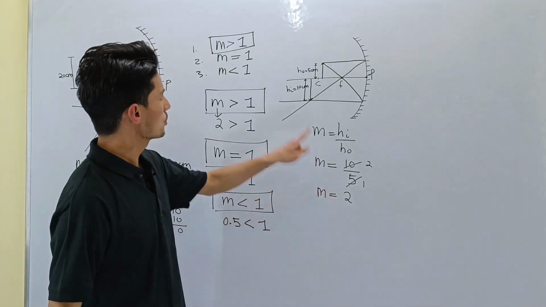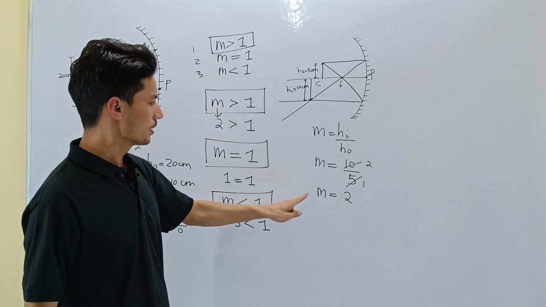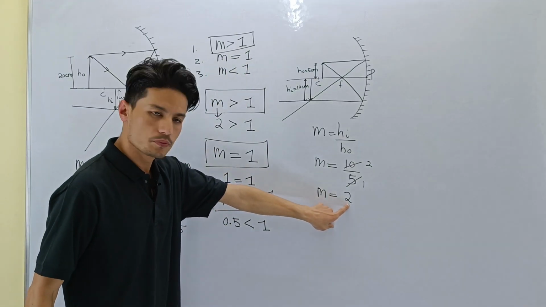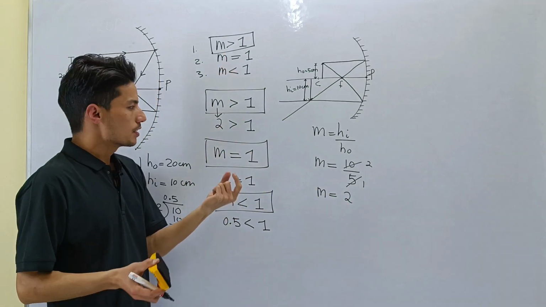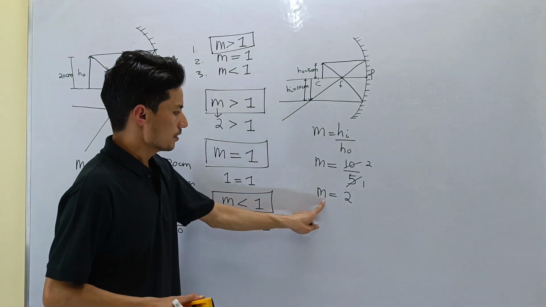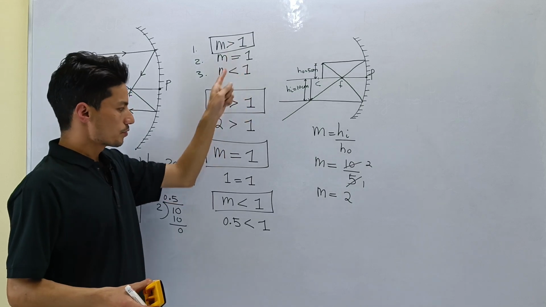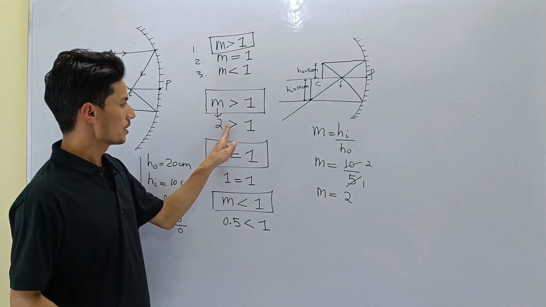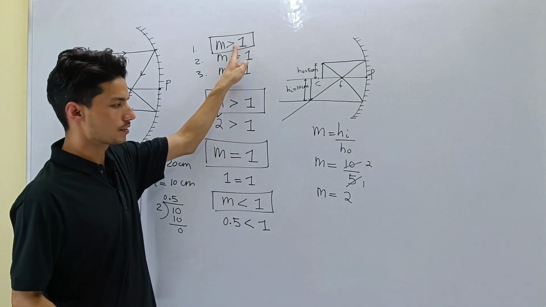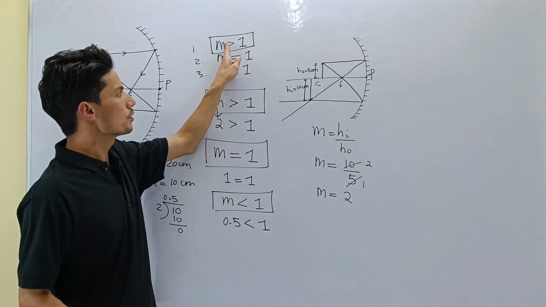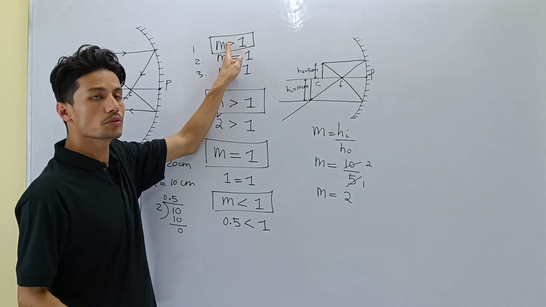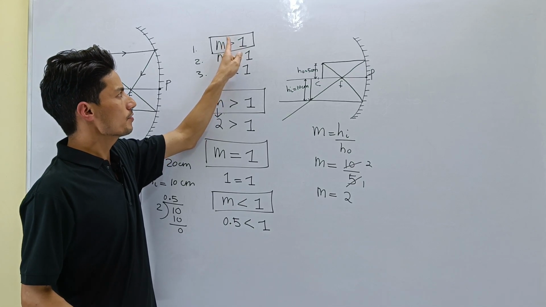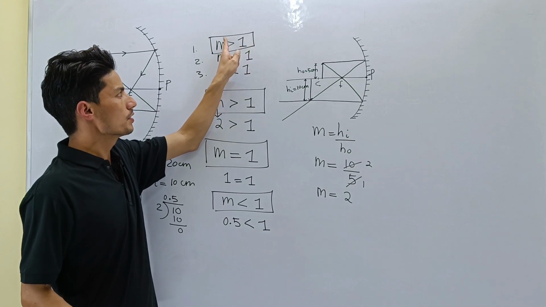Now, which case does it fall under? Case 1, case 2 or case 3? The M value is 2. See, where is it? Here, you can see. The M value we got is 2, so it falls under the first case, isn't it? Here M is greater than 1. So M can be 2, 3 or 4. If M is 5, it is still greater than 1. If M is 3, still greater than 1.